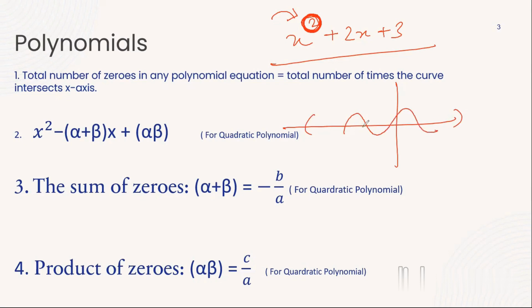So how many times does this curve cut the x-axis? This is the x-axis and this is the y-axis. So 1 time, 2 times, 3 times, and 4 times. So it means this graph is not for just any equation.